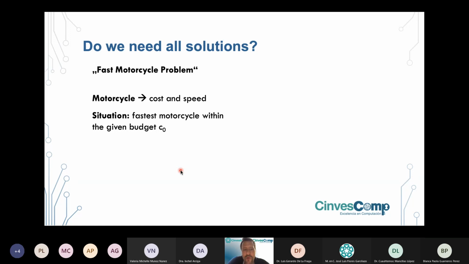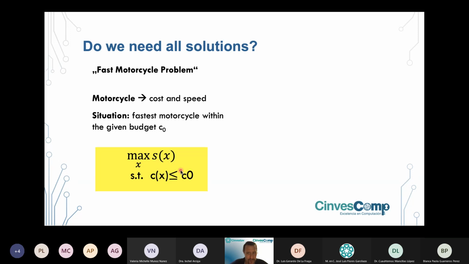But it could be any vehicle or anything else. It doesn't matter. But now you want a vehicle. And we have the objectives, cost and speed. And remember, you are young and you want to have it fast. And well, maybe your parents help you a little bit with the financing of the motorcycle. So the situation is you have a budget and you spend your budget. You spend all the budget, and for this budget you look for the fastest motorcycle, right?